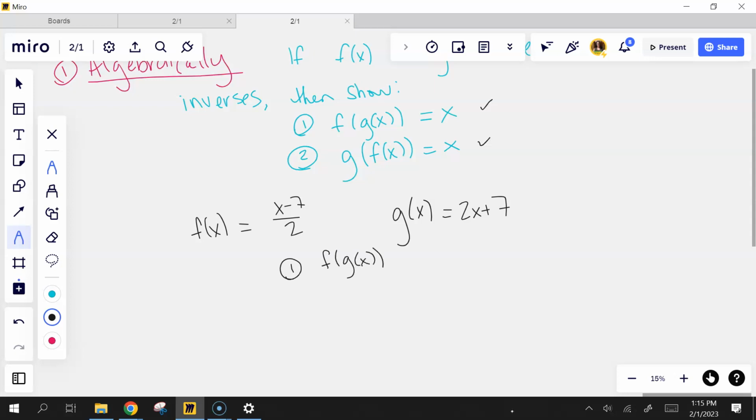You have to show f of g of x. So let's just do that. F of g of x means f of 2x plus 7. So everywhere there's an x in f, I plug in 2x plus 7.